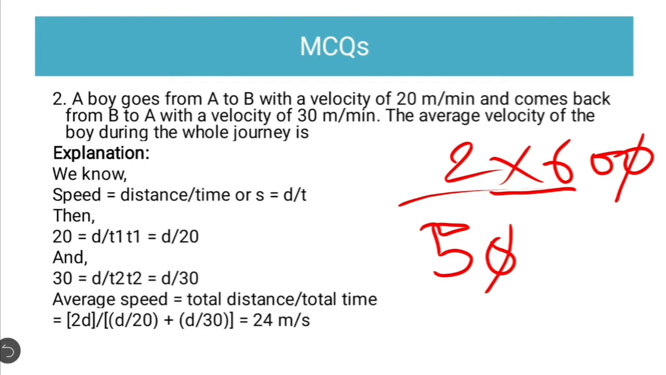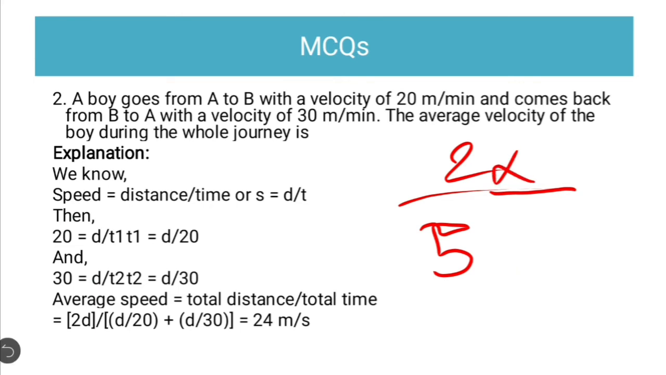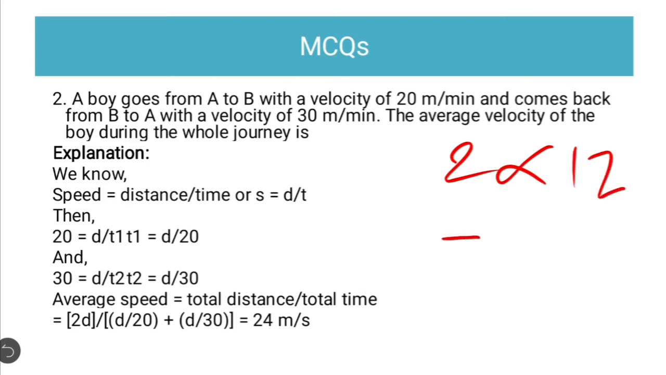2 into 60 is what? So let us simplify this after cancelling zeros. 5 ones are 5, 5 12s are 60, and 2 into 12 is what? 2 into 12 is 24. So that gives me the answer, 24 meters.